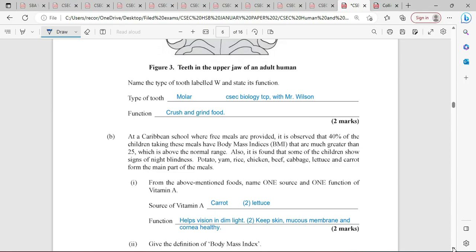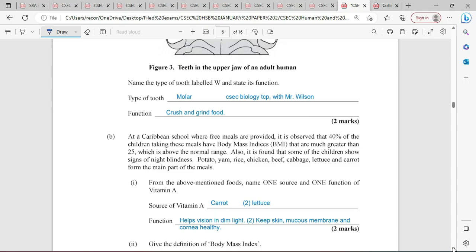Carrot, pumpkin, those are going to be good sources of vitamin A. And of course, your green leafy vegetables are going to form good sources of vitamin A. Now, the function is that it will help vision in dim light. So it will help to prevent or correct night blindness.